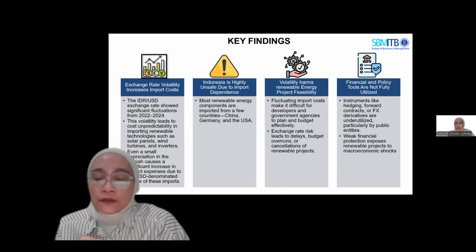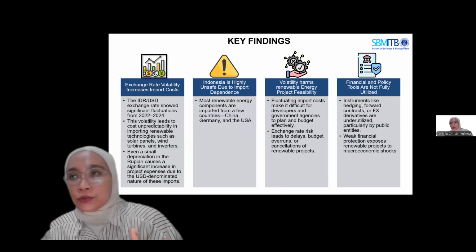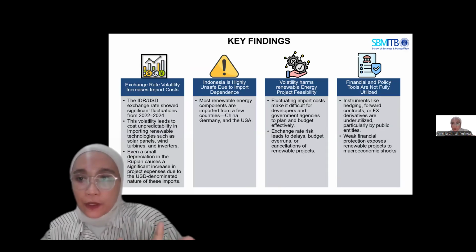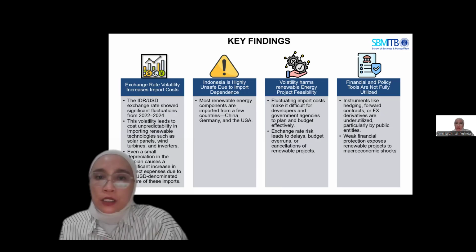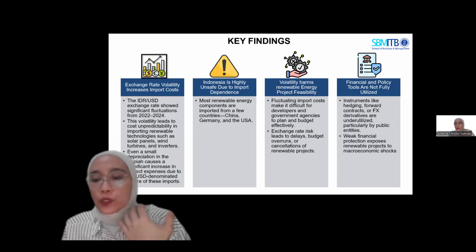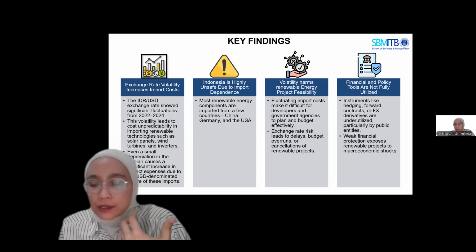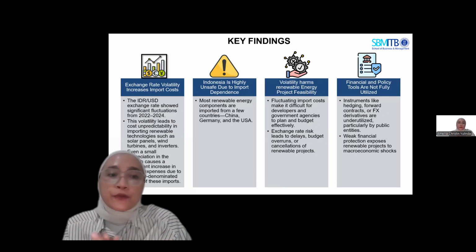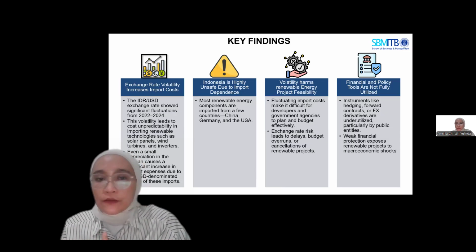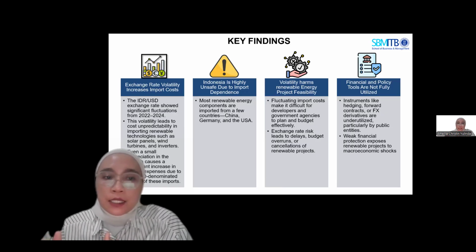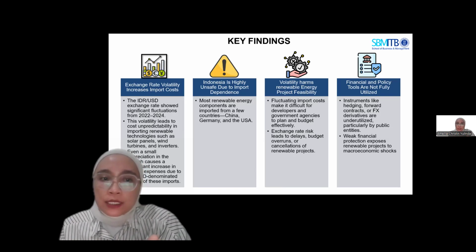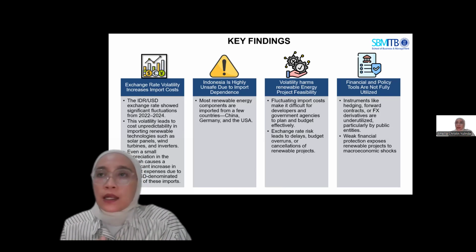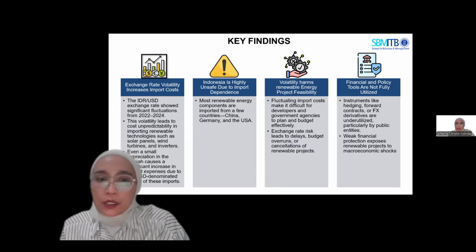After the methodology and the theoretical framework, the next slide is about key findings, because after we gathered the data, with the theory as the baseline, we obtained findings from the study. The first is that exchange rate volatility increases the import cost, and all the findings are based on data from BPS and other data available in Indonesia.